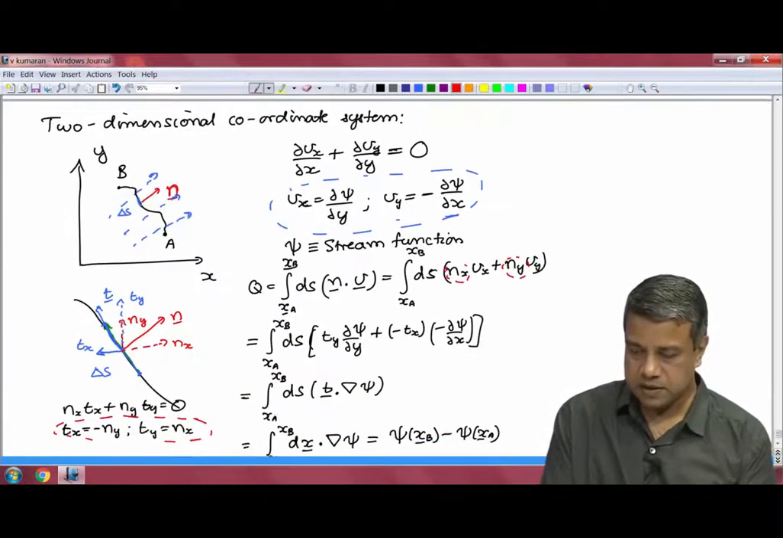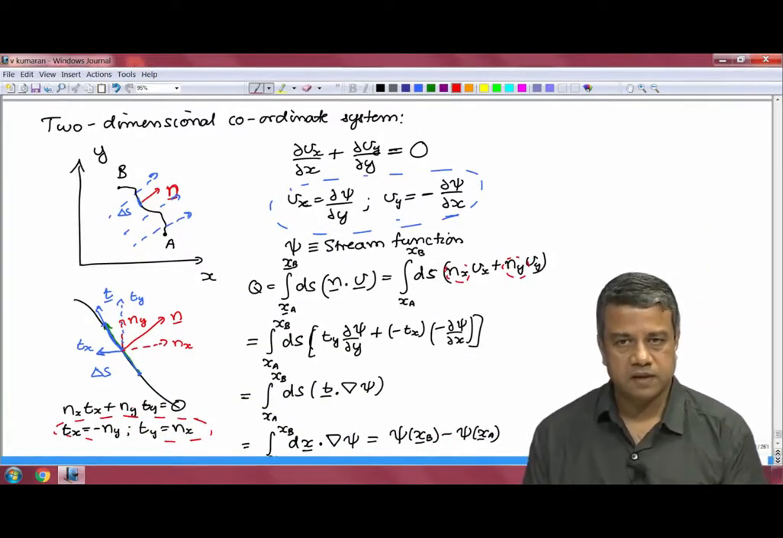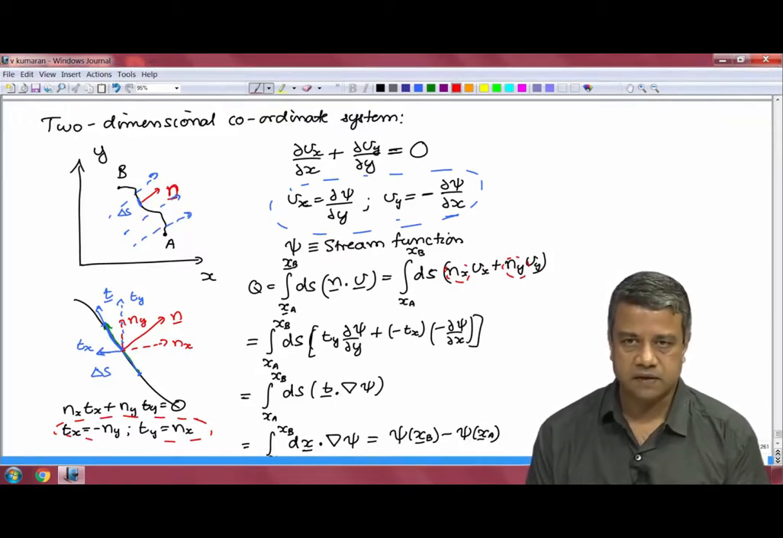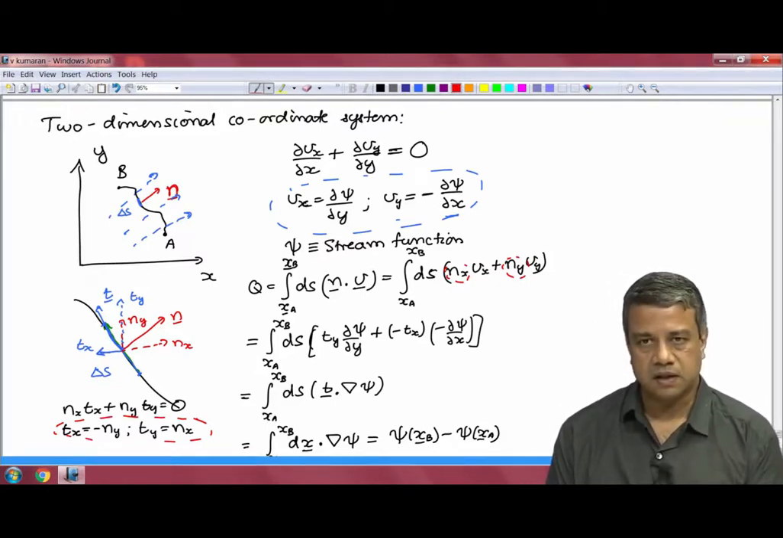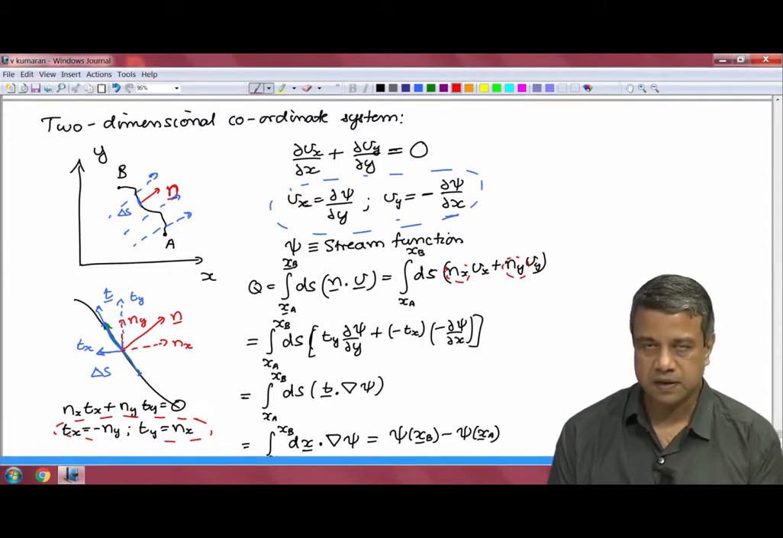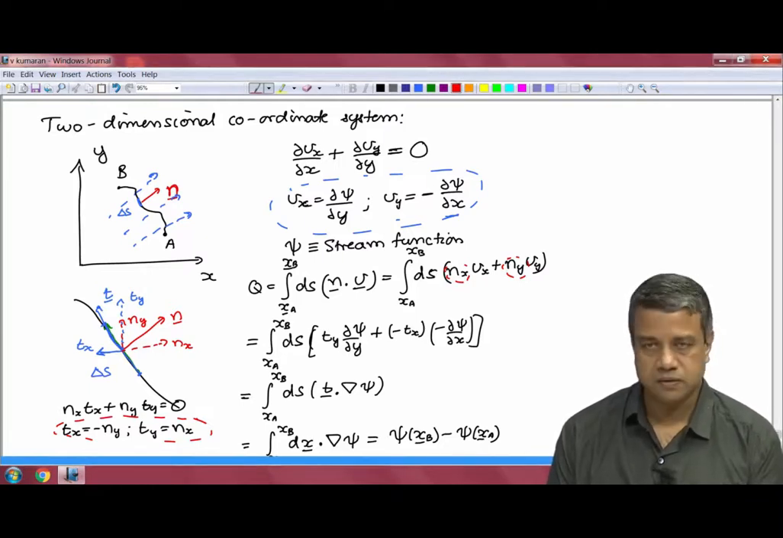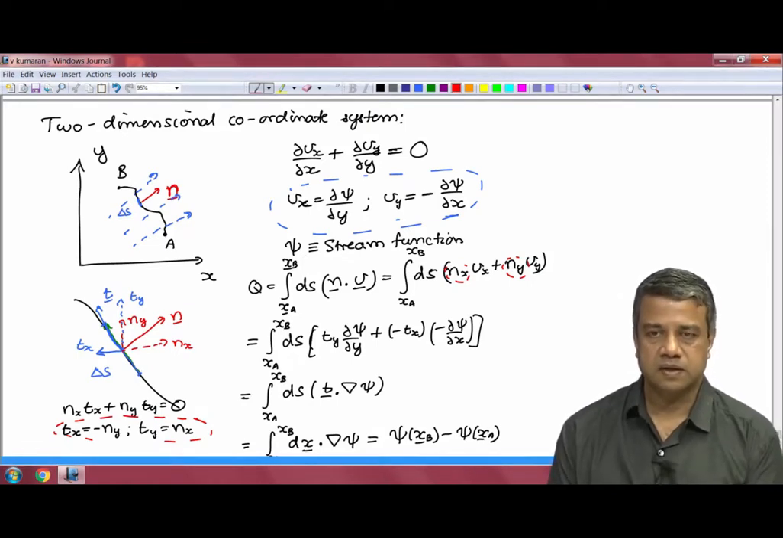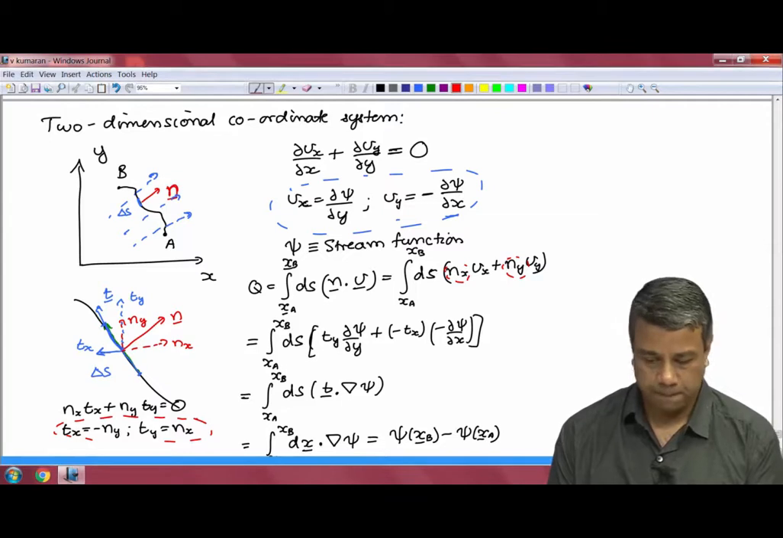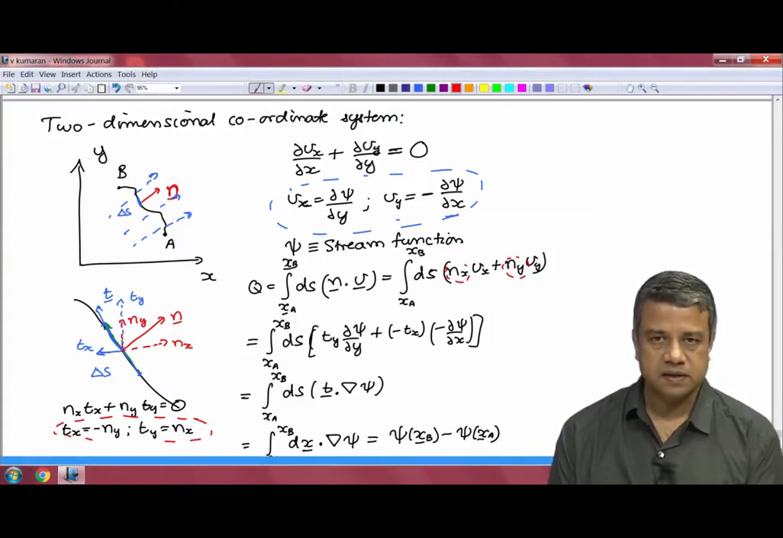For a two-dimensional system, both components of the velocity can be expressed in terms of one scalar function, the stream function, and this stream function has the physical interpretation that the difference in stream function between two locations gives you the rate at which fluid is crossing any contour between those two locations, the flow rate of fluid across any contour between those two locations per unit length in the direction perpendicular to the flow, because we are considering a two-dimensional system. So, this is the mass conservation equation.